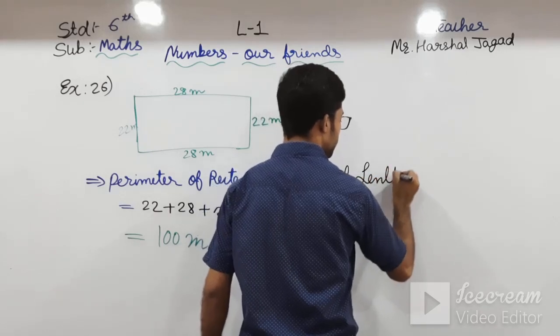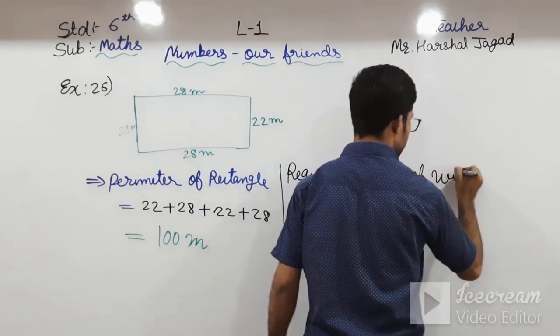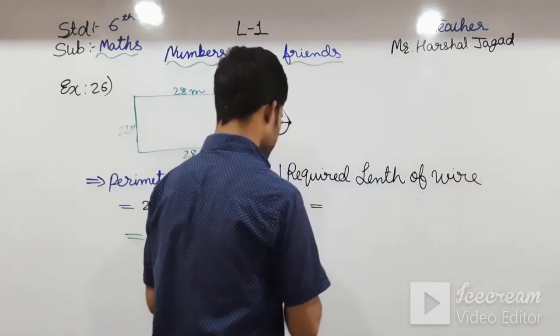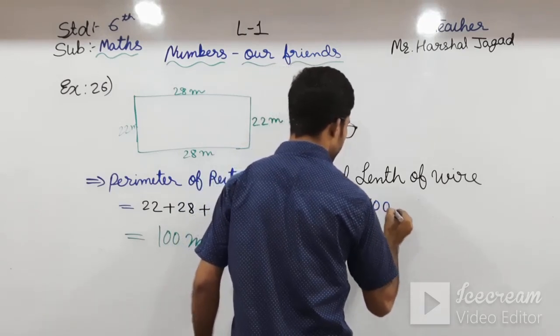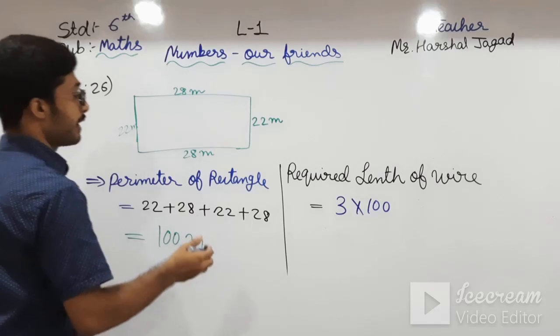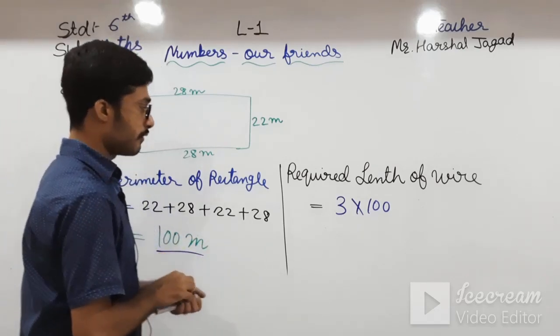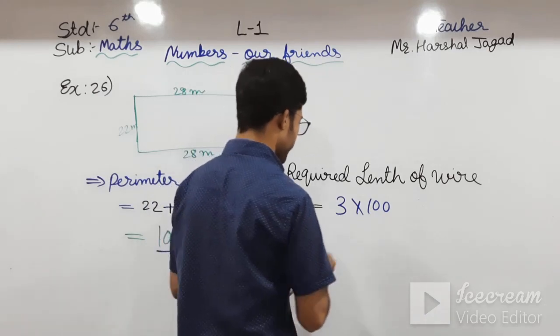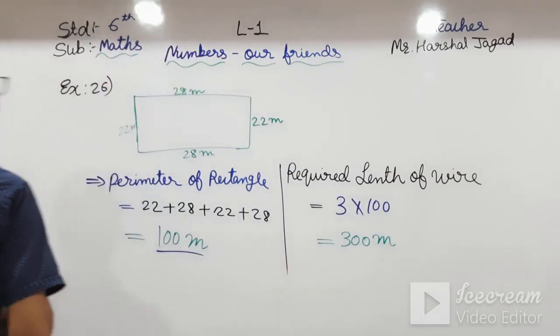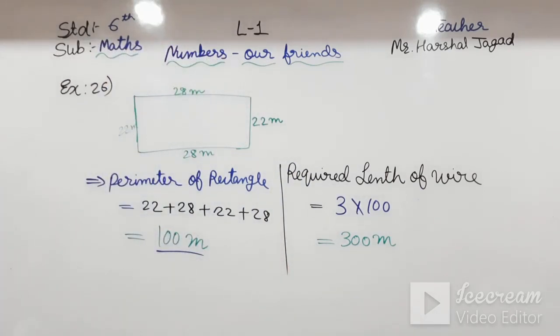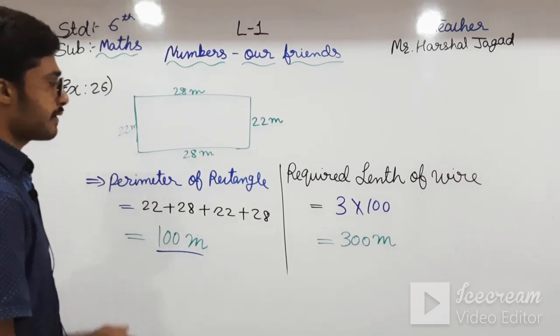Required length of wire is equal to 3 into 100. You have to round 3 times, but its perimeter is 100 meter. So we have to multiply this with 100. So we get the 300 meter long wire we need. Please write down the answer, students. Have you written down the answer, students?